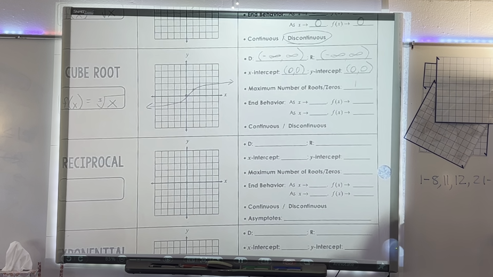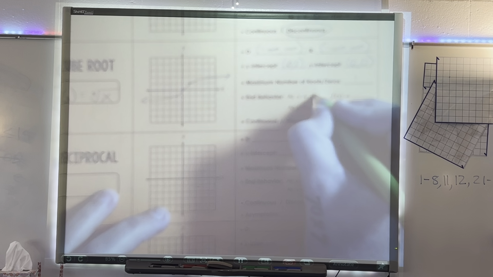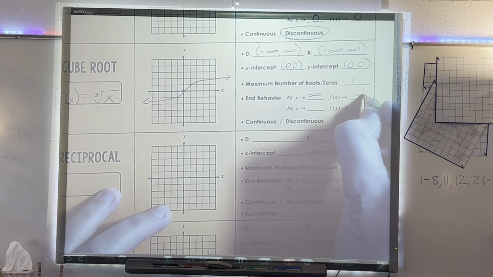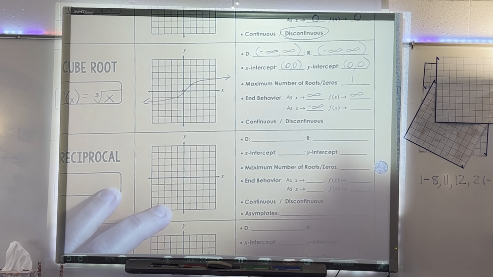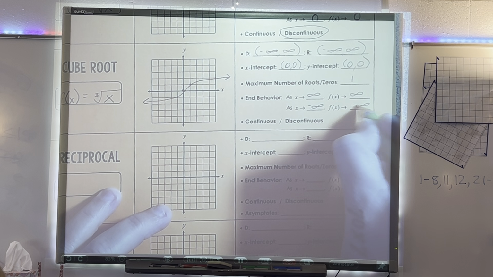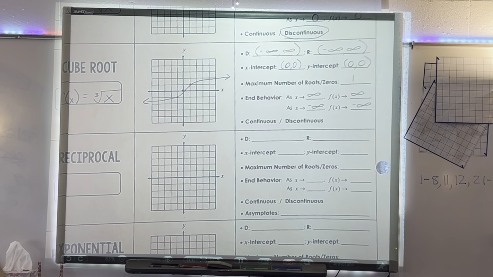Okay. All right. So in behavior, as x approaches infinity, f of x goes to infinity. As x approaches negative infinity, f of x approaches negative infinity. It's an odd root, which means they're going to go in opposite directions. Does that make sense? Same as an odd power.